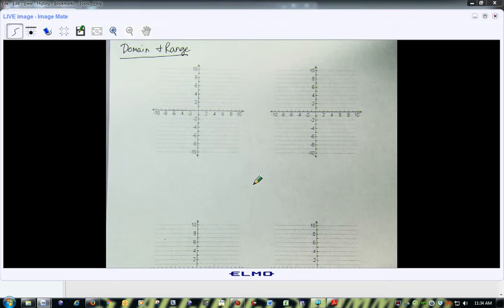Alright, ladies and gentlemen, I need you to pay attention because, honestly, when I gave you that domain and range worksheet the other day, it was horrible. You guys did a pretty nasty job on that, even though you had total access to the internet and everything like that.